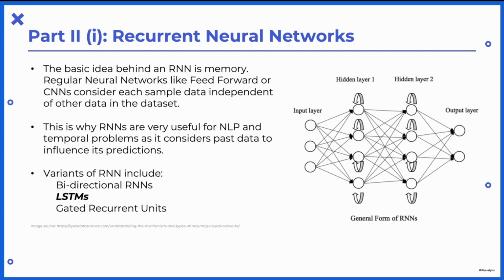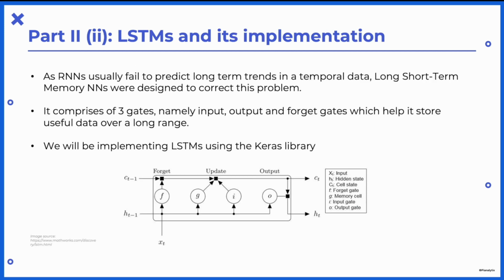On the right-hand side, we can see a general form of RNN. This resembles a general neural network, except for the fact that there are self-connections to each hidden layer neuron, which helps to contain memory. So let us look at LSTMs and their implementation. As RNNs usually fail to predict long-term trends in temporal data, long short-term memory networks were designed to correct this problem. It comprises three gates, namely input, output, and forget gates, which help it store useful data over a long range. The structure can be seen in the image shown here.